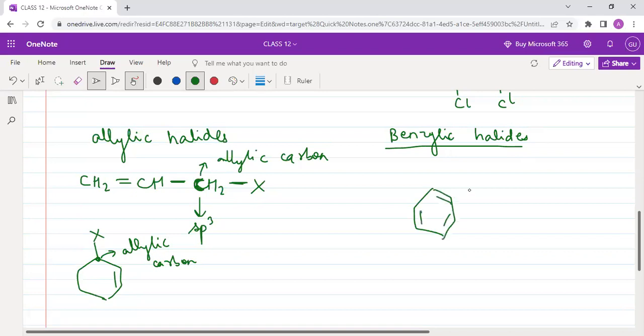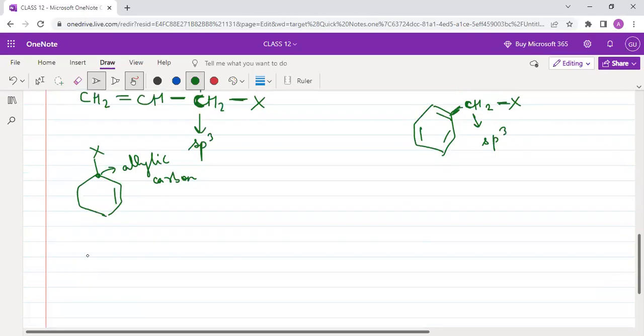If the halogen atom is attached to the carbon attached to a benzene ring, the benzene ring has a CH2 to which the halogen atom is attached. So this is your benzylic halide. Again, this carbon to which the halogen is attached is making 4 bonds, one with this carbon, one with the halogen, and two with hydrogen. So it is also sp3 hybridized. So you should remember the hybridization also.